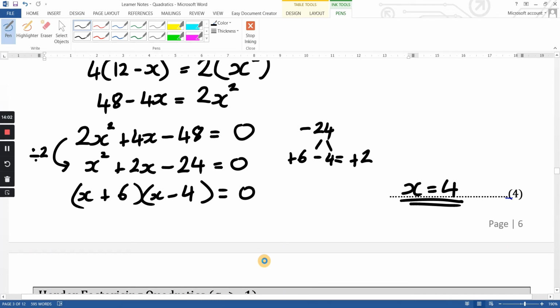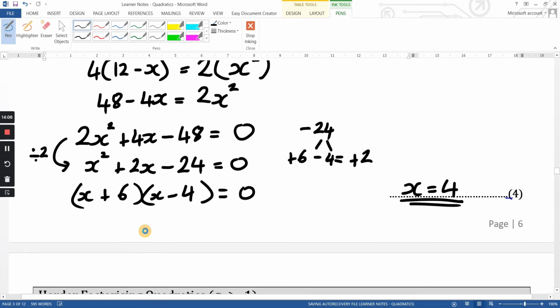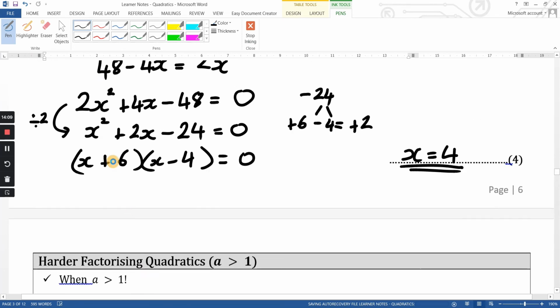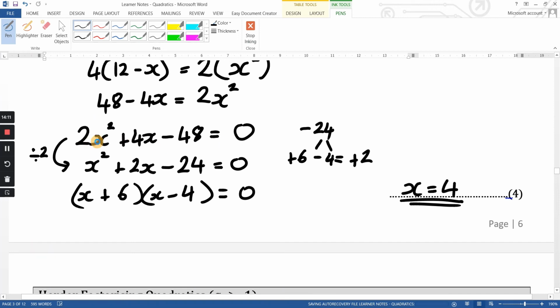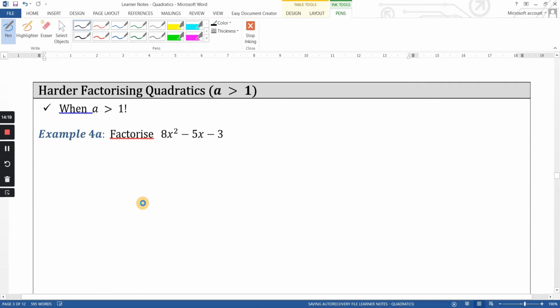Let's move on to the next section. This is the last section for the video, and this is very similar to what we had here, where you've got a number in front of the x squared. You can actually factorize that if you wanted to. I wouldn't recommend it, but you can.